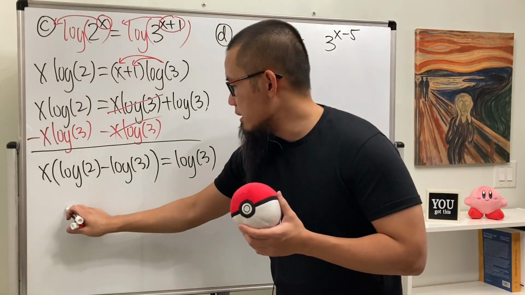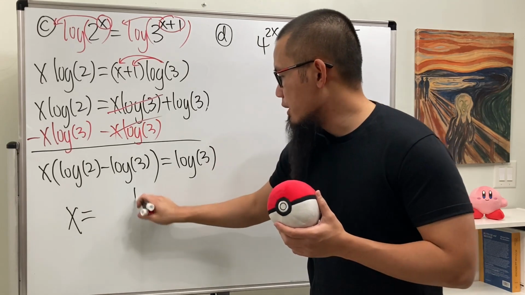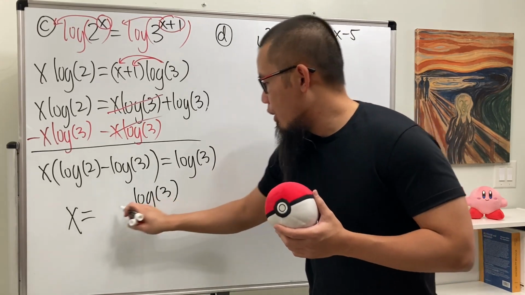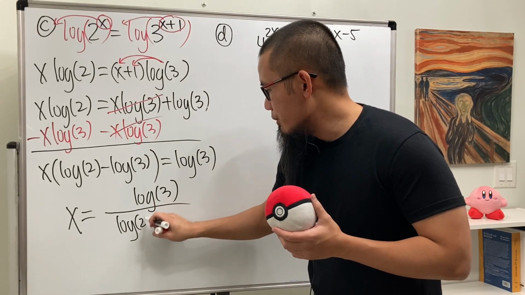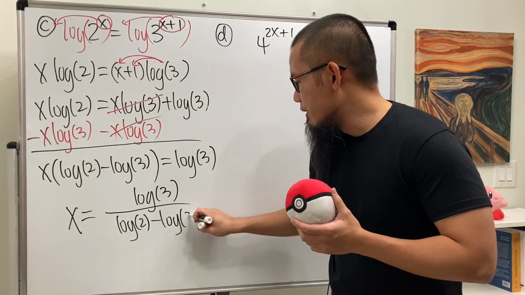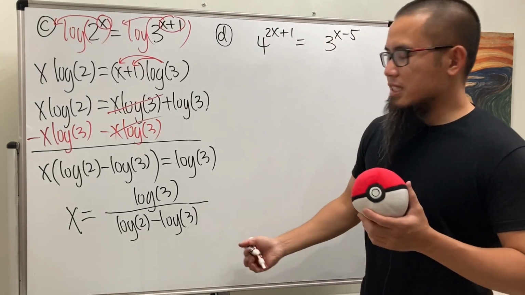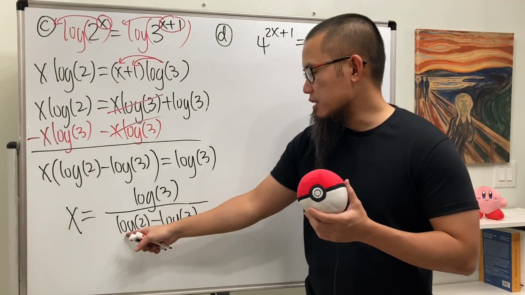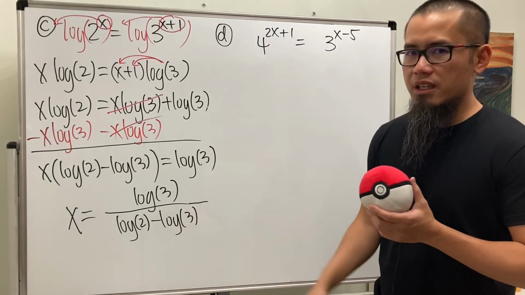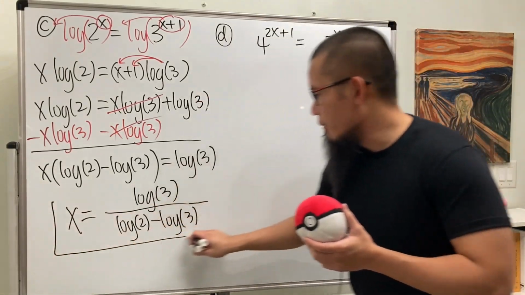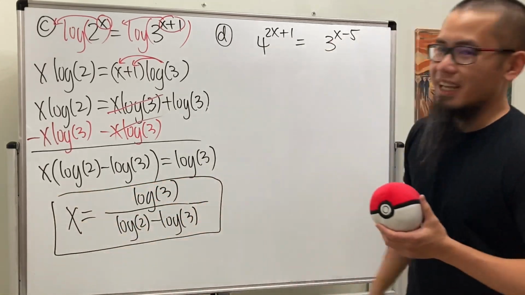So ladies and gentlemen, x will be equal to log of 3 on the top over that, which is log of 2 minus log of 3. And you can simplify this a little bit more. This is the same as log of 2 over 3, but you don't really have to do that. This is totally okay if you just leave the answer like this. So that's it for that.